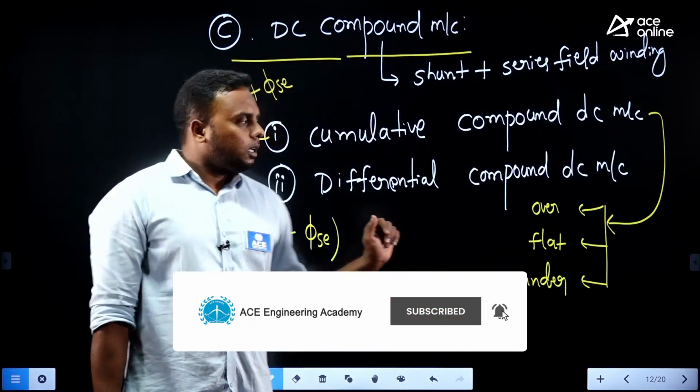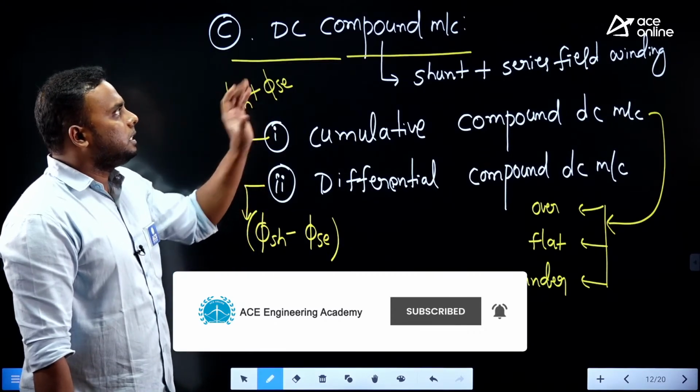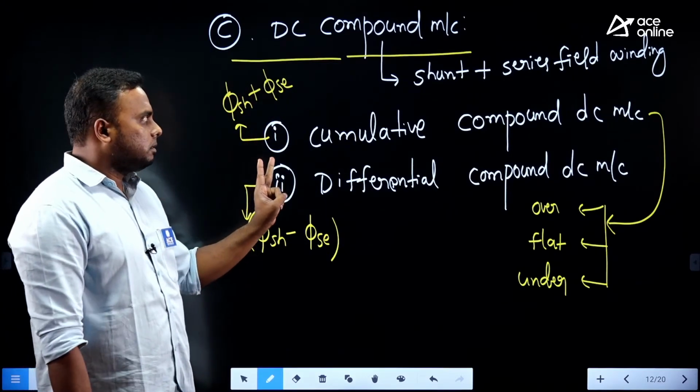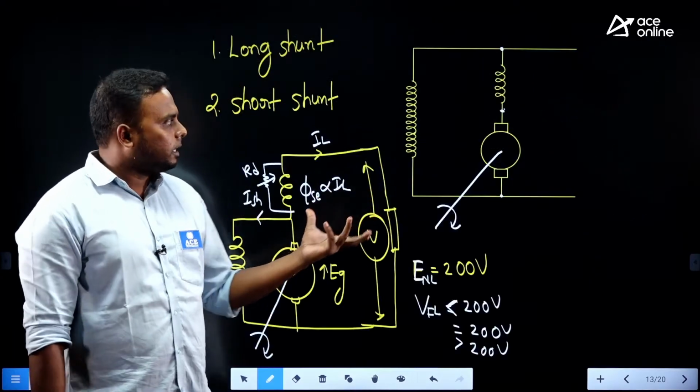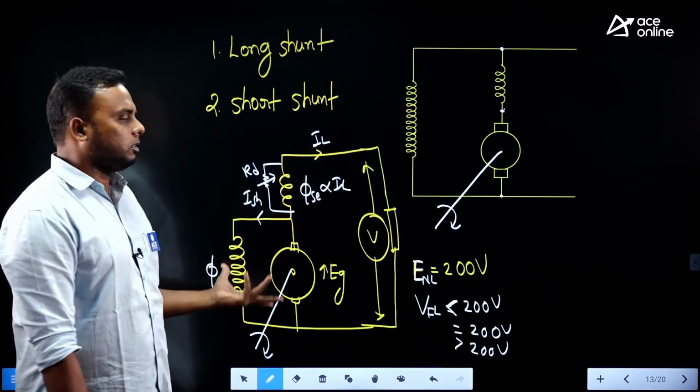Clear? So like this, in DC compound machines we mainly get two types: cumulative and differential, and we can connect in long shunt or we can connect in short shunt.